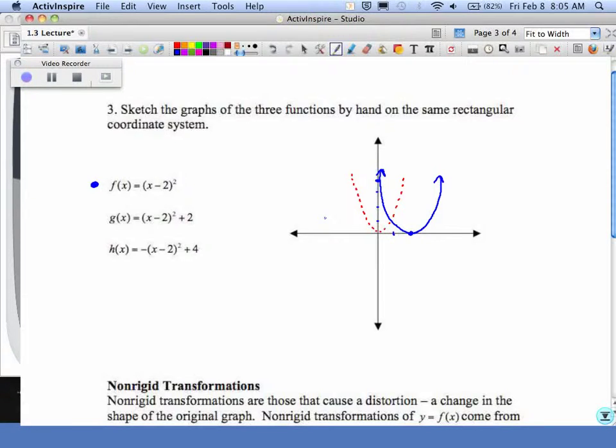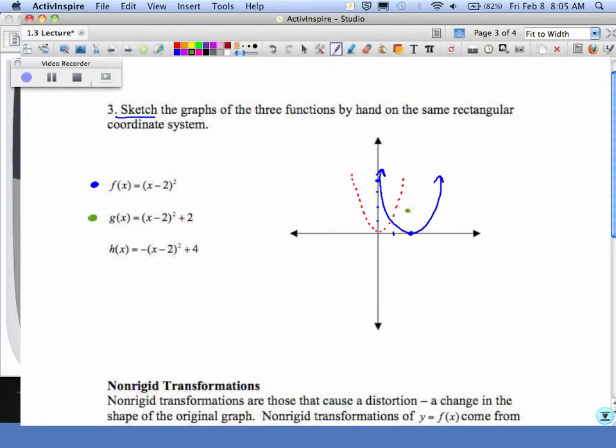Green. What does this one do? Right 2, up 2. So go to where the blue one is and then go up 2. And again, you could be a little more accurate and find the y-intercept, but it's a sketch. I'd expect some sort of U there.